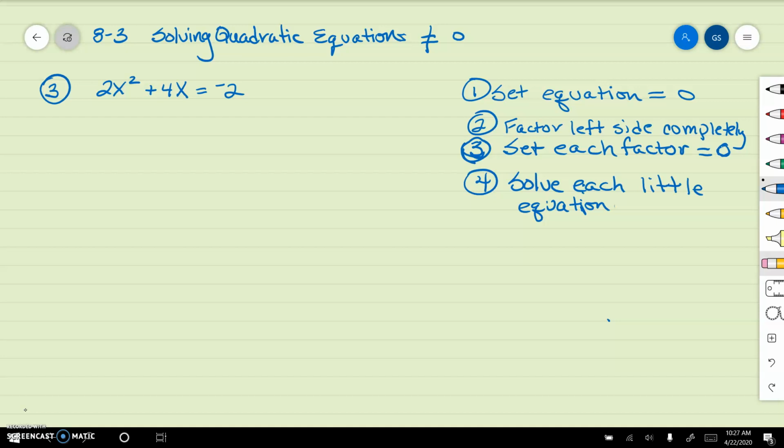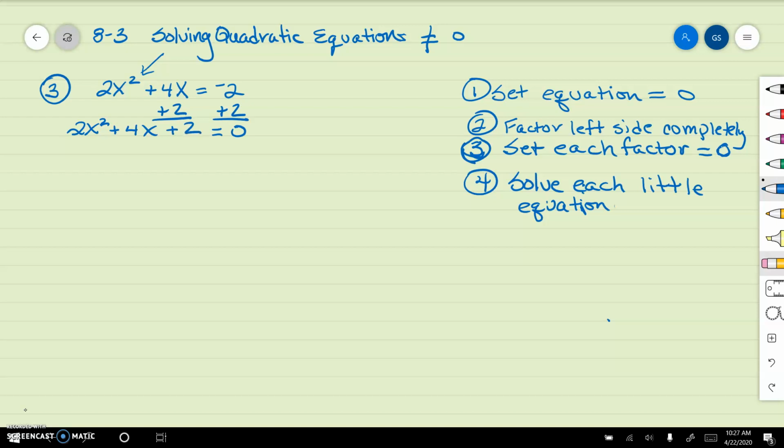Okay, so I'm going to go through our steps. It is a quadratic equation because you have an x squared there. That means we have to follow these 4 steps. Set the equation equal to 0. That means we're going to add 2 to both sides of this equation. When I add 2 to the right side, opposites make a 0. So therefore, we have something that's going to equal 0. That was the first step. We have to bring down all this stuff and write it horizontally.